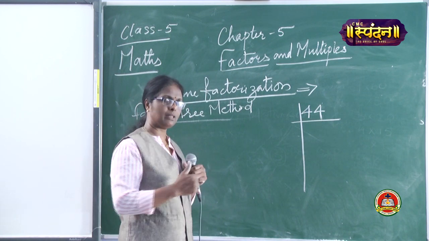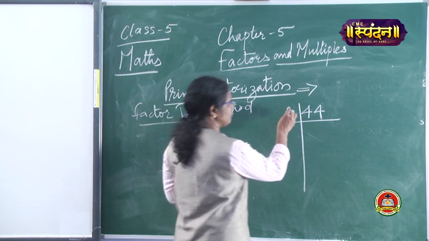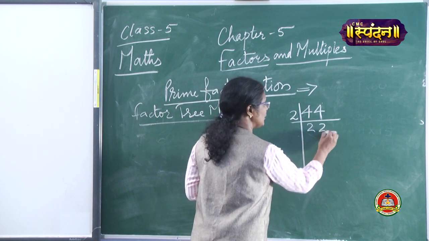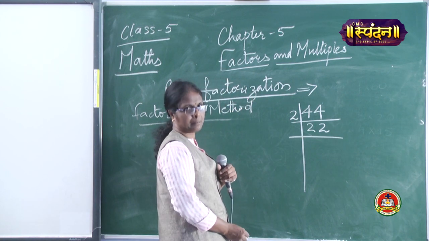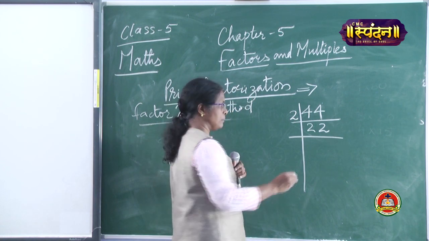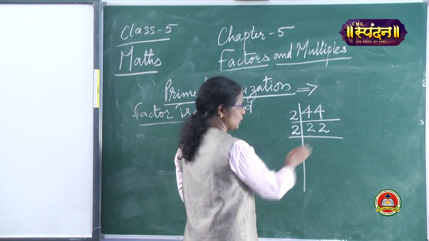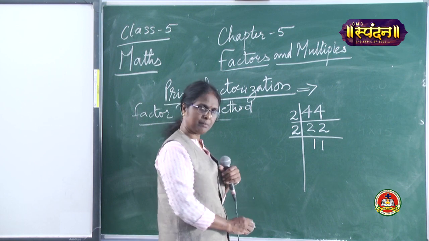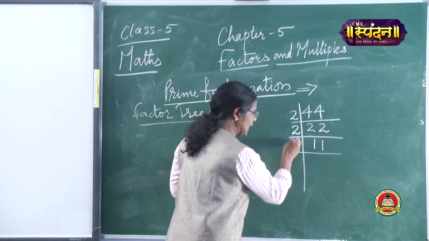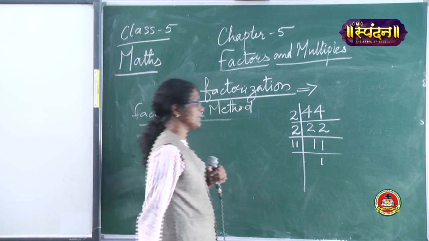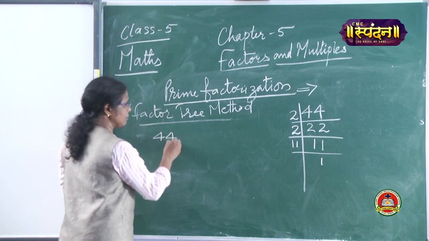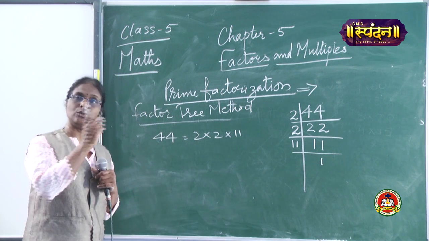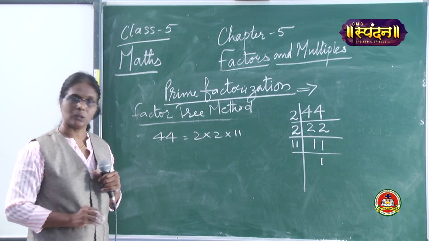As 44 is an even number, it is divisible by 2. So if you divide 44 by 2, how much will you get? 22. 22 again is an even number, it is divisible by 2. 22 divided by 2, 11. Now 11 is a prime number, it is divisible by 11 only, you will get 1 as the answer. So 44 can be written as 2 into 2 into 11. This is the same answer you got in the factor tree method also, isn't it?